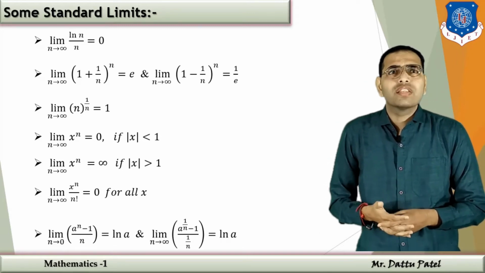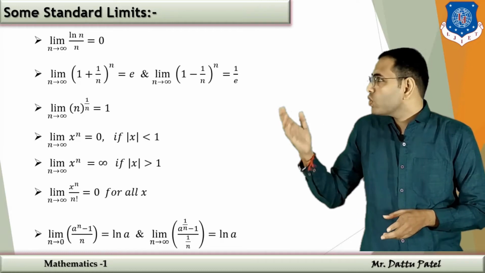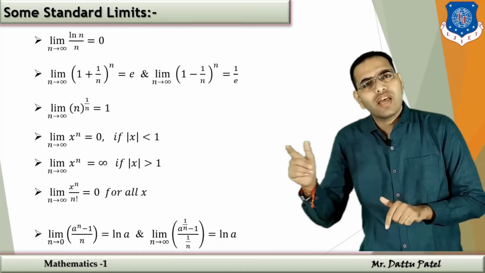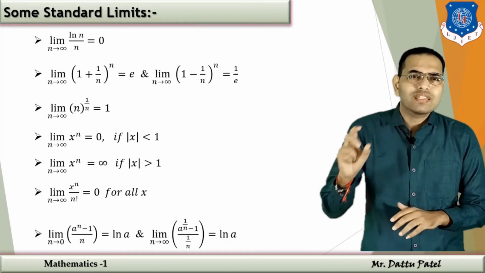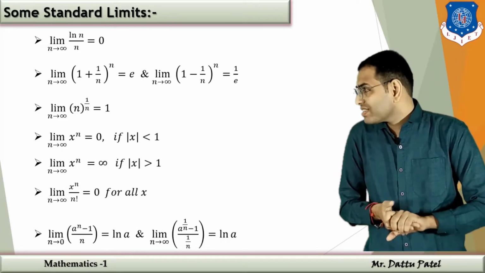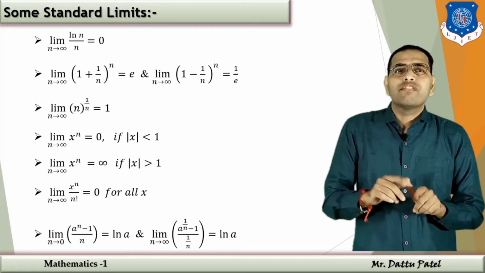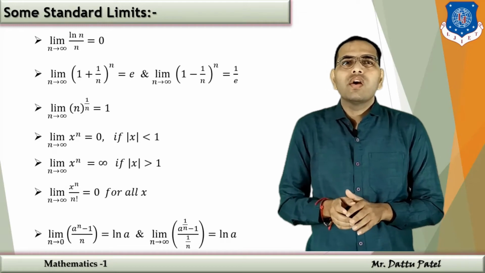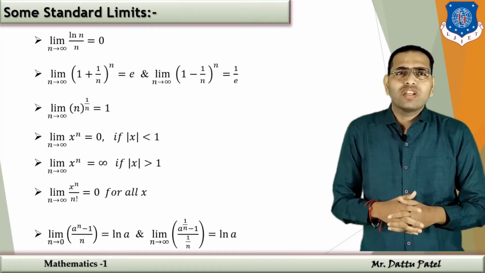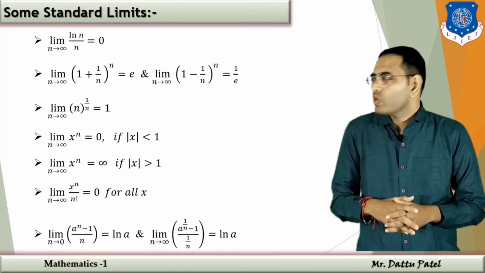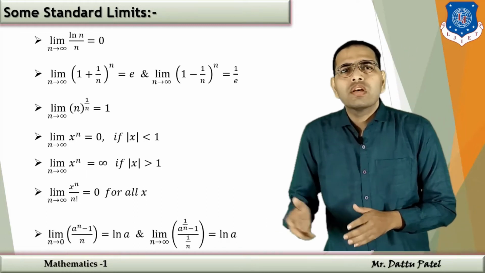Next one is limit n tends to infinity nth root of n equals 1. The fourth is limit n tends to infinity x raised to n equals 0 if mod x is less than 1. In the same manner, limit n tends to infinity x raised to n equals infinity where mod x is greater than 1. Next one is limit n tends to infinity x raised to n upon n factorial equals 0.